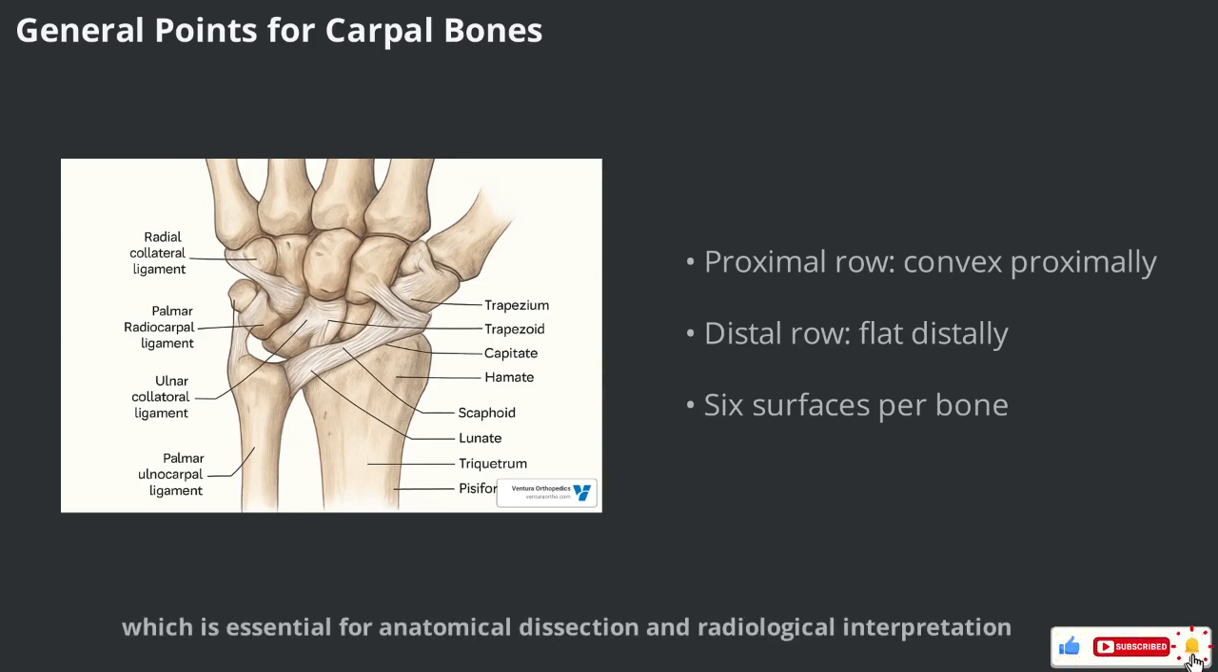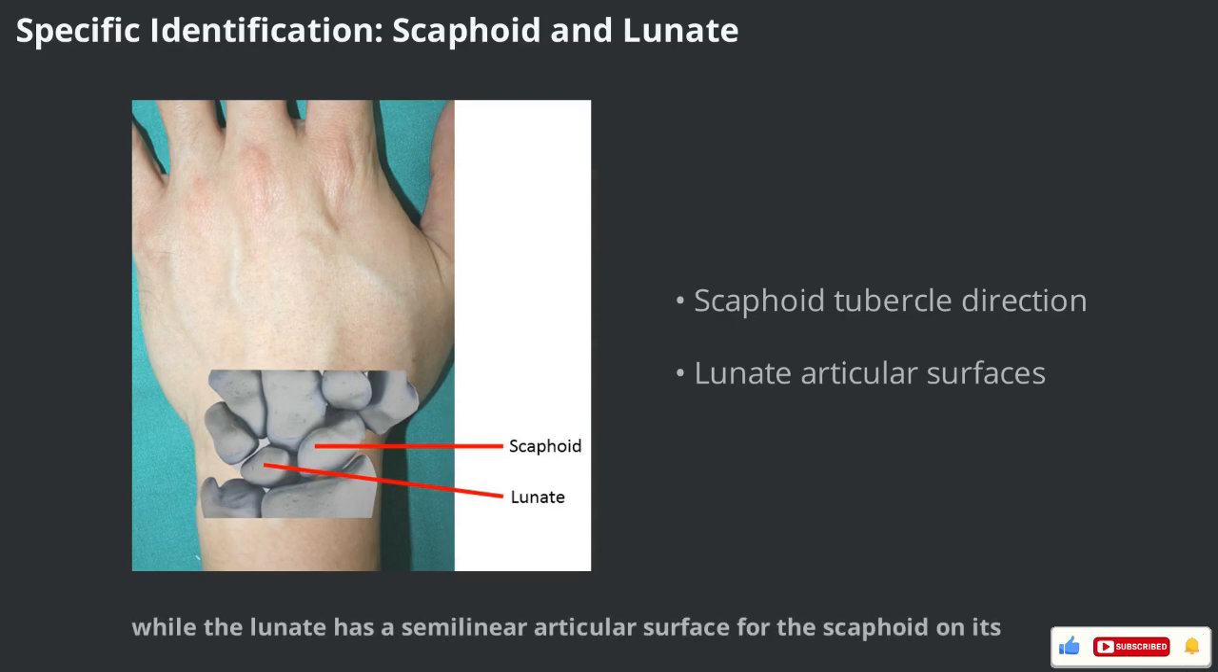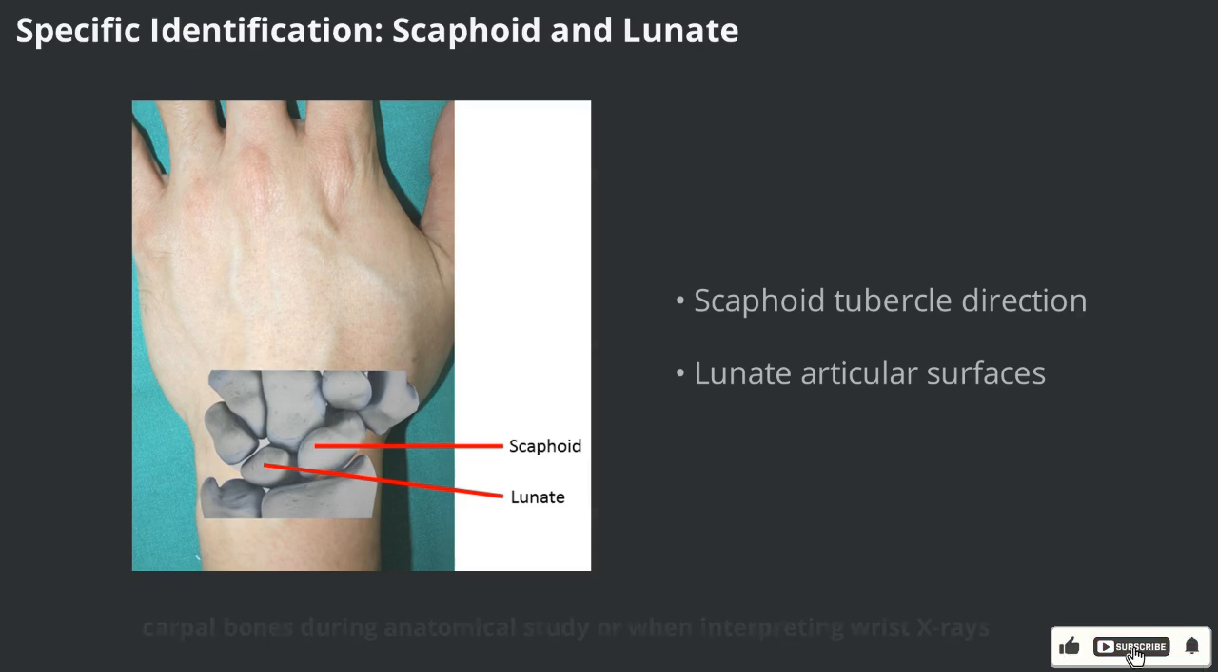radiological interpretation. The scaphoid's tubercle is directed laterally, forward, and downward, while the lunate has a semilunar articular surface for the scaphoid on its lateral side and a quadrilateral surface for the triquetral on its medial side. These specific features are crucial for distinguishing between the carpal bones during anatomical study or when interpreting wrist X-rays.